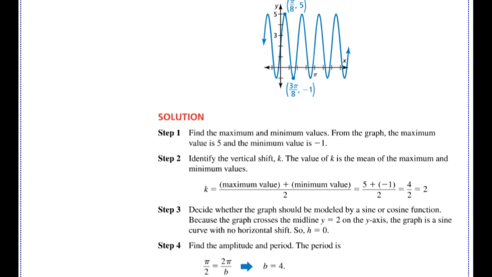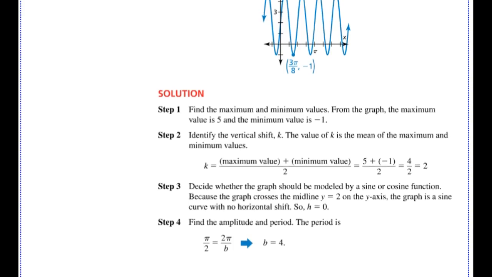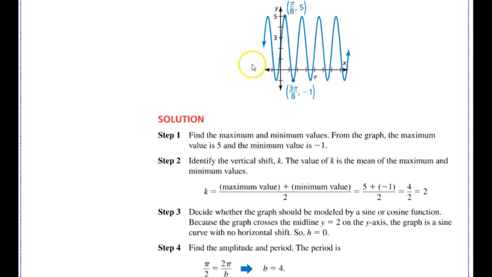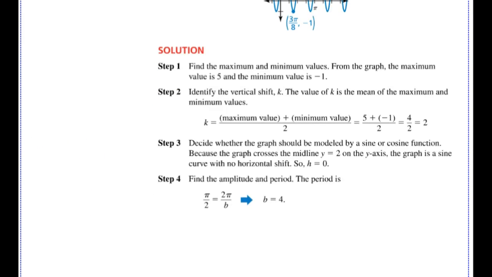So now I want to find the amplitude and the period. Looking at the period first, I take pi over 2 equals 2 pi over b, which gives me that b equals 4. Right? So that's how we found the period. And I can always find the period by asking how far it took me to get from this top part to this top part. Well, I know I went 2 pi over 8 to get down here, so I'm going to go 2 pi over 8 over here, which gives me my answer there.